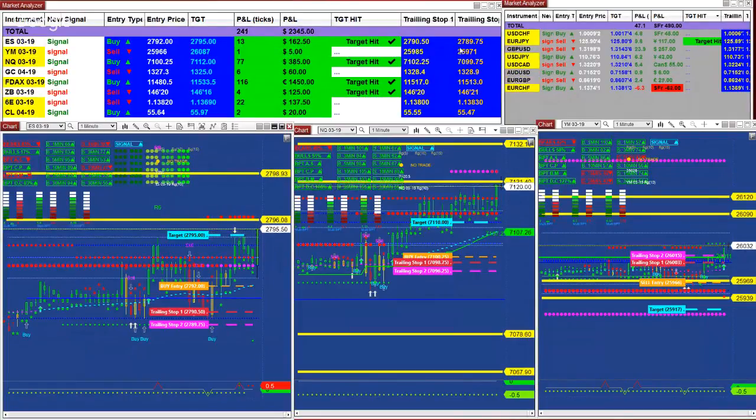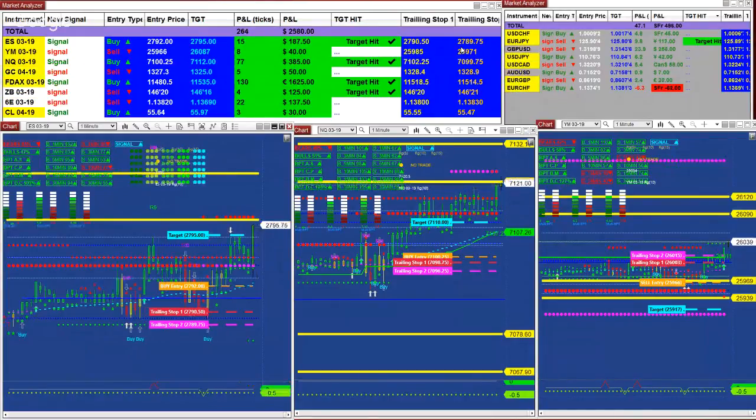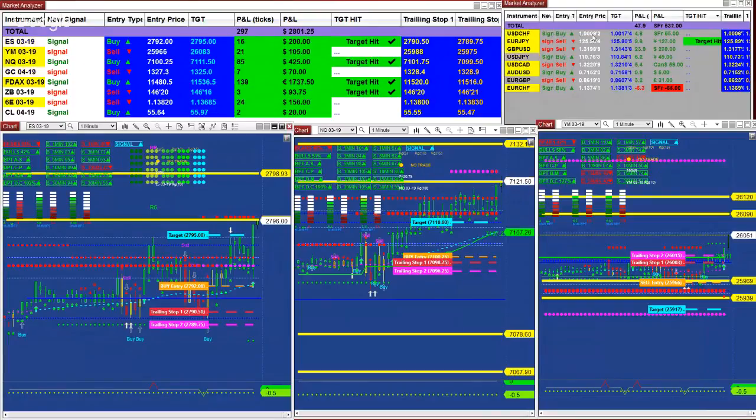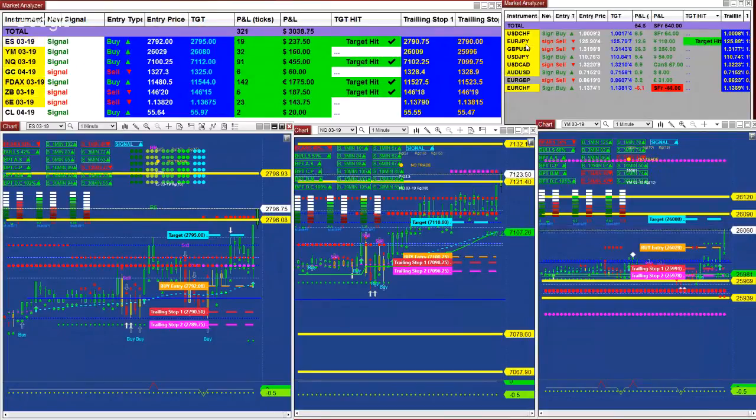Then you have the trailing stop one and the trailing stop two. They are based on floor and fibs, and those are not dummy trailing stops. They are levels. The same principle you can use on forex and stocks. You have the buy entries target. As an example, right now we have 47 pips in profit, and you see the Euro Japanese already hit the target today.